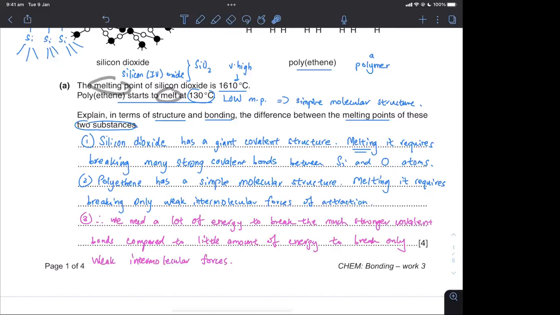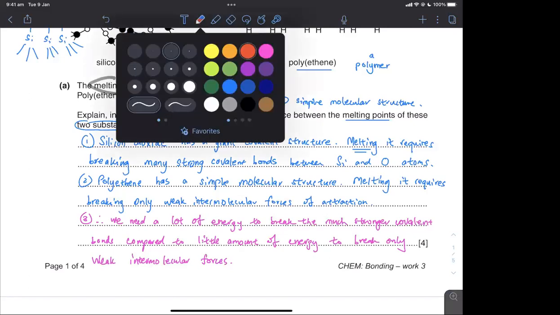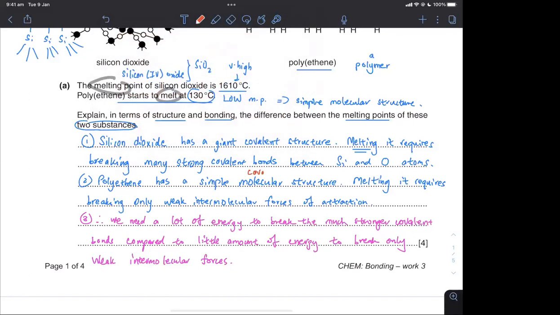Now, the polyethylene, simple covalent structure. You can use simple covalent structure, nothing wrong with that. Just choose either one, no need to use both. Then you need to compare what you are breaking. The weak intermolecular forces of attraction don't require as much energy.